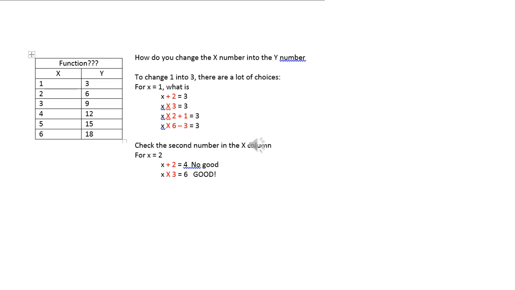So if we do x plus 2, and we're assuming that x is 2, 2 plus 2 is 4. It's not 3, and 3 is the output we need, so that's automatically no good. If we try our second choice, x times 3, we get 2 times 3 is 6. That's good. We're pretty sure now we've got it. We have a good idea that x times 3 is going to give us the output that we need.